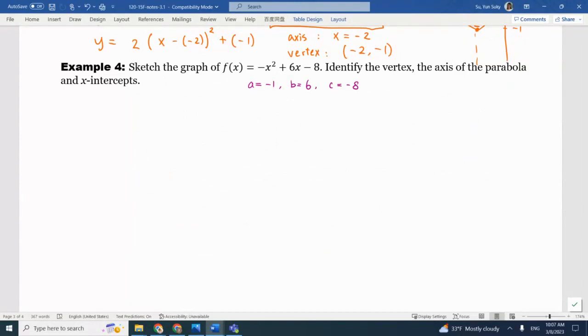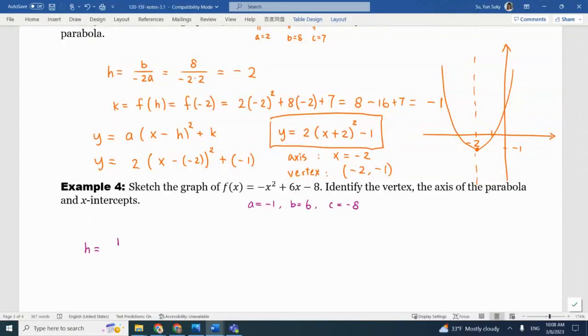a, b, c are constants, so don't include the x in it. Sometimes a mistake could be saying b is 6x, a is negative x squared. No, don't include the x. a, b, c are constants. No x in it.